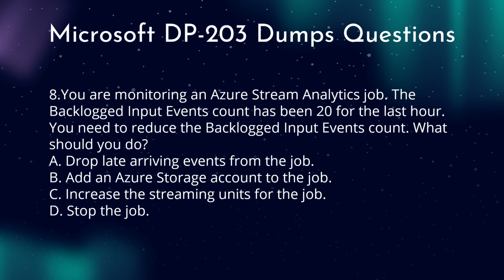8. You are monitoring an Azure Stream Analytics job. The backlogged input events count has been 20 for the last hour. You need to reduce the backlogged input events count. What should you do? A. Drop late-arriving events from the job. B. Add an Azure storage account to the job. C. Increase the streaming units for the job. D. Stop the job.